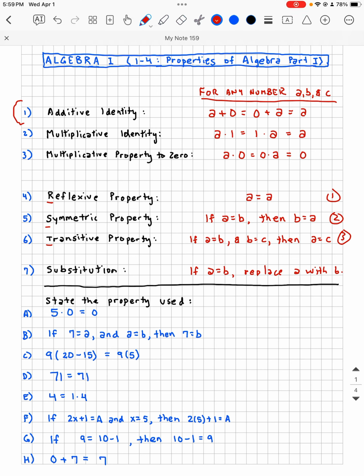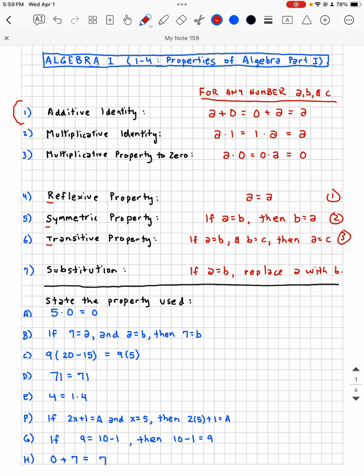So hopefully we can kind of catch that. So for the first one, part A, 5 times 0 is equal to 0. Now, if you look at the list, what I would like for you to do is state the identity, or actually property in this case, that's being used here.